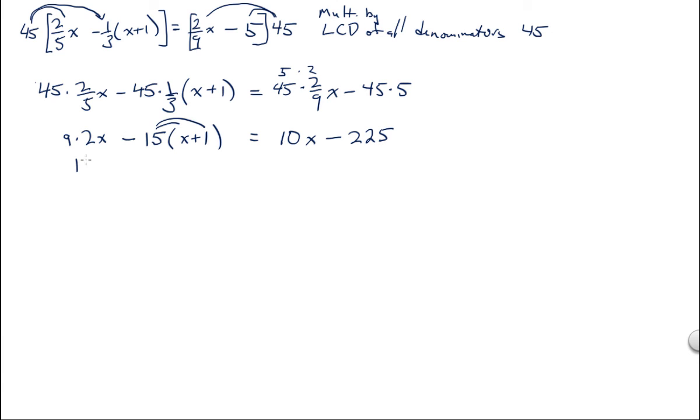So I'll write this as 18x minus this 15 distributes to the x. This negative 15 distributes to the 1 as well, so it's minus 15. So this is the same over here, 10x minus 225. Now we can collect some like terms. The 18x minus 15x should give us a 3x minus 15 equals 10x minus 225.